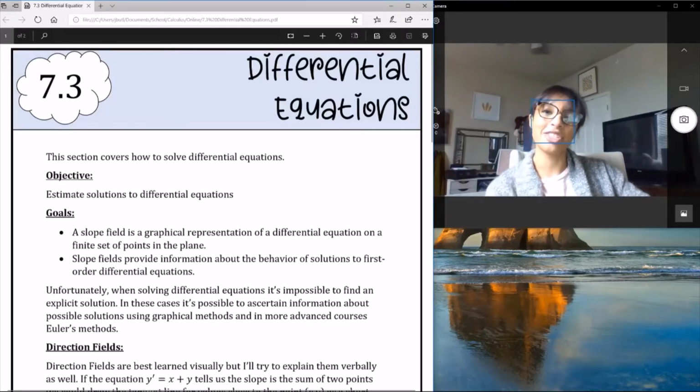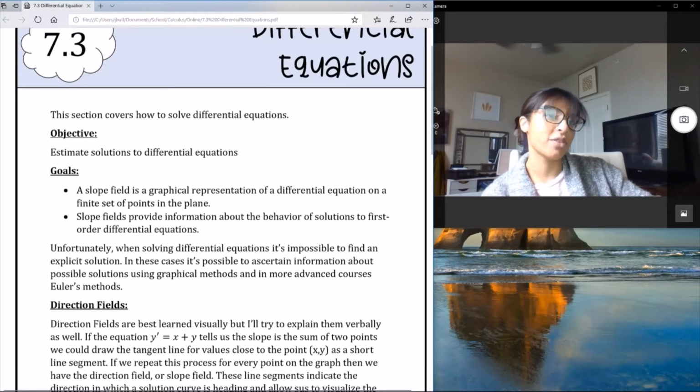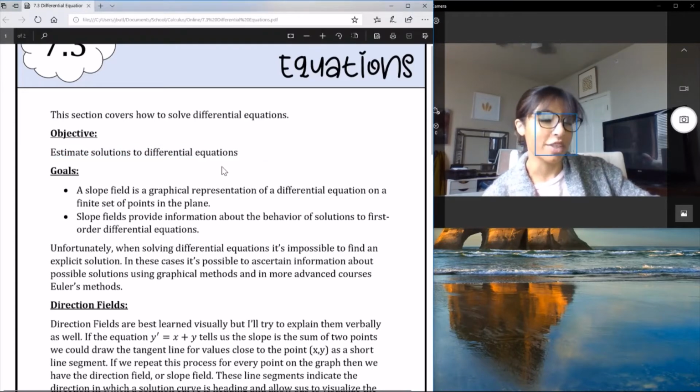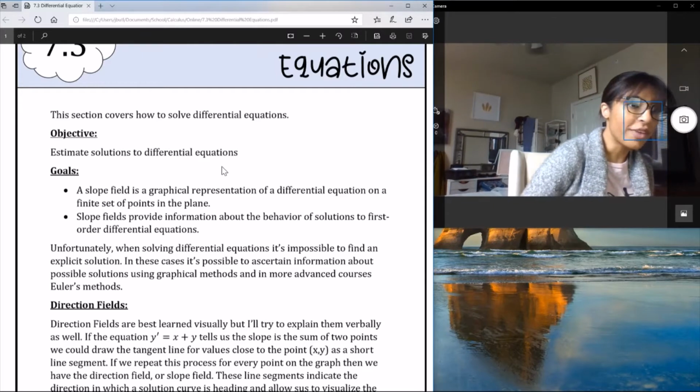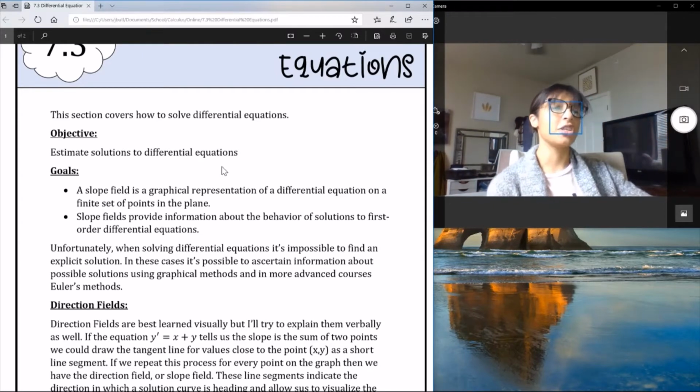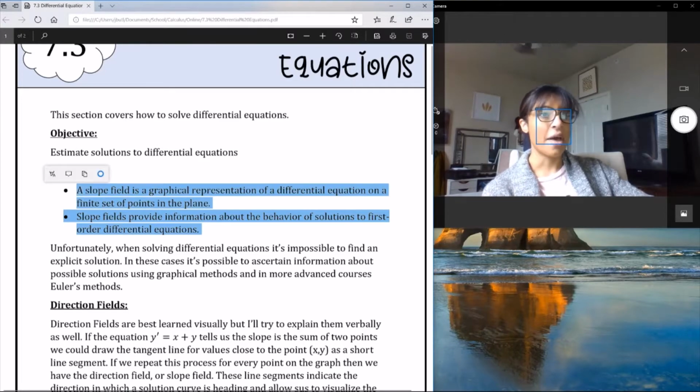Hi guys, today we're going to start going over section 7.3, really just covering slope fields. The objective today, continuing from yesterday, is to estimate solutions to differential equations. A slope field is a graphical representation of a differential equation on a finite set of points on the plane. These slope fields provide information about the behavior of solutions to first-order differential equations.